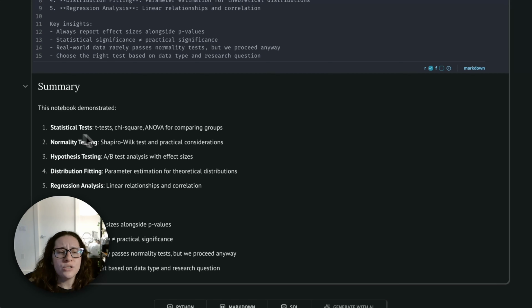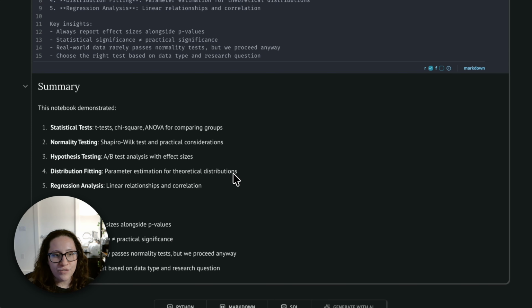We talked through statistical tests, normality testing, practical hypothesis testing with effect sizes, distribution fitting, regression analysis, and really just seeing how you can use sample data and shape data to supply that to a quick statistical test in SciPy, get your results, and interpret those results. And what you'll see in your data career is it's all about understanding the inputs, outputs, and associated hypotheses, so that you can translate those numbers into direct insights that support decisions in your organization.